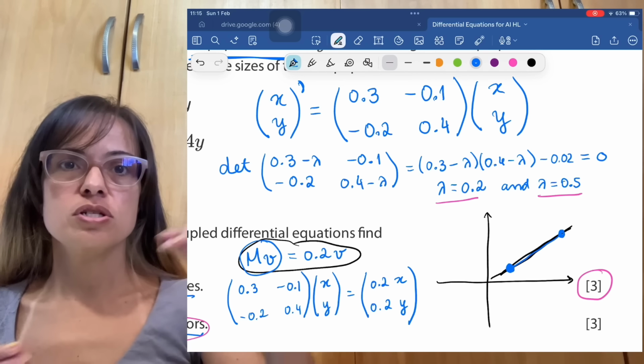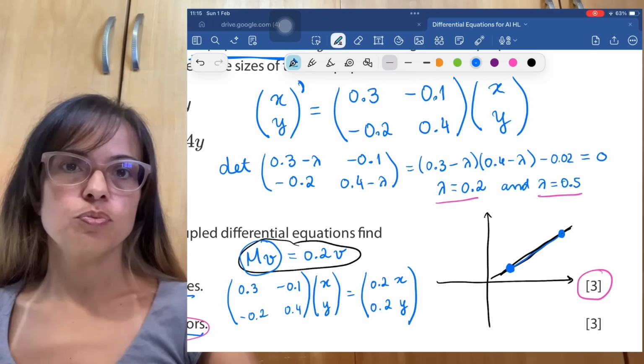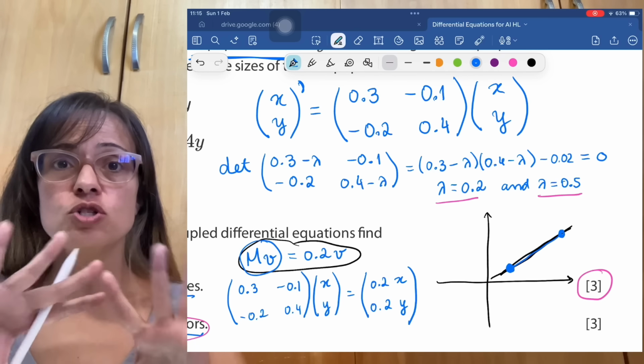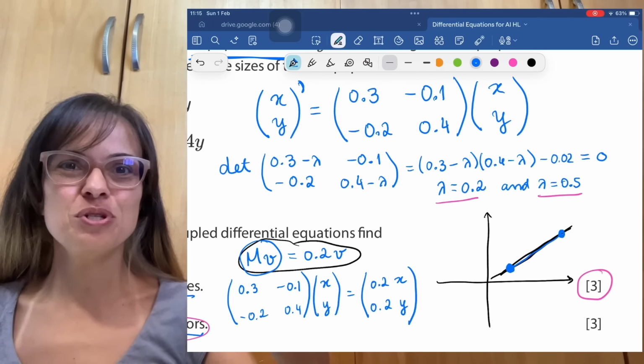They are directions in this two-dimensional plane that we're working in, where applying the matrix doesn't really make a transformation that involves 2 dimensions.